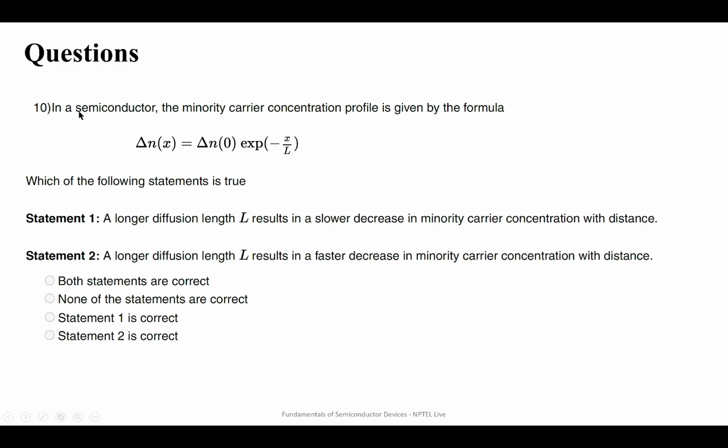So next question. In a semiconductor, the minority carrier concentration profile is given by the formula delta N of x equals delta N naught exponential minus x by L. Which of the following statements is true? A longer diffusion length L results in a slower decrease in minority carrier concentration with distance. A longer diffusion length L results in a faster decrease in minority carrier concentration with distance. Both are true. None are true.